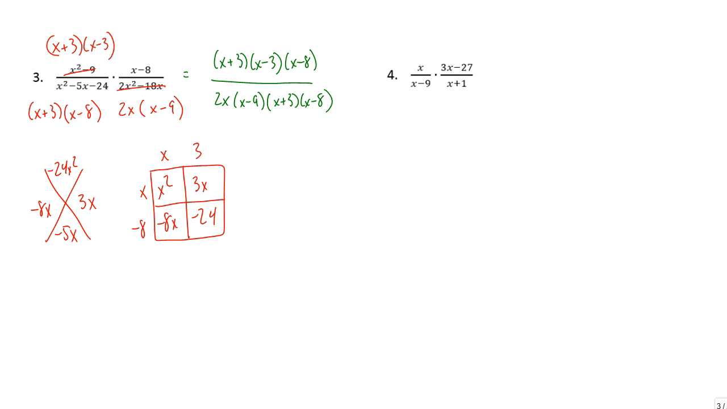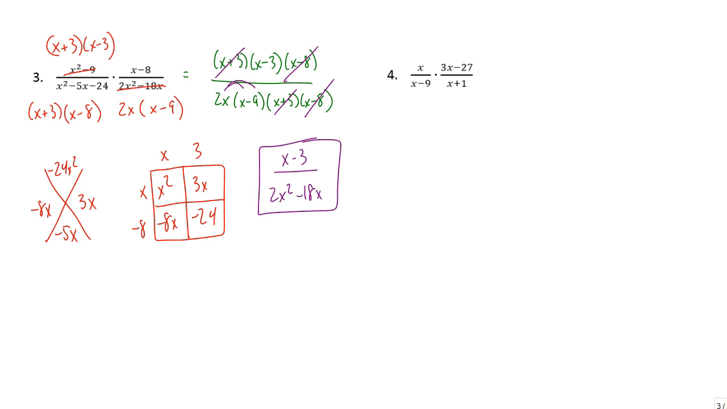So now I want to look to see what do they have in common. What can we get rid of? X plus 3 and x plus 3, x minus 8 and x minus 8, and that's it. So in the numerator, I have x minus 3. In the denominator, I want to distribute this 2x through, so we would get 2x squared minus 18x. And that would be your answer.